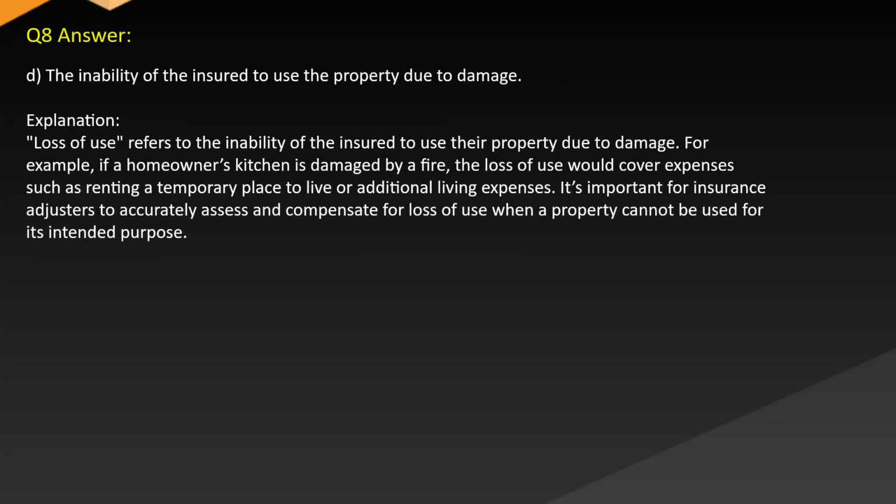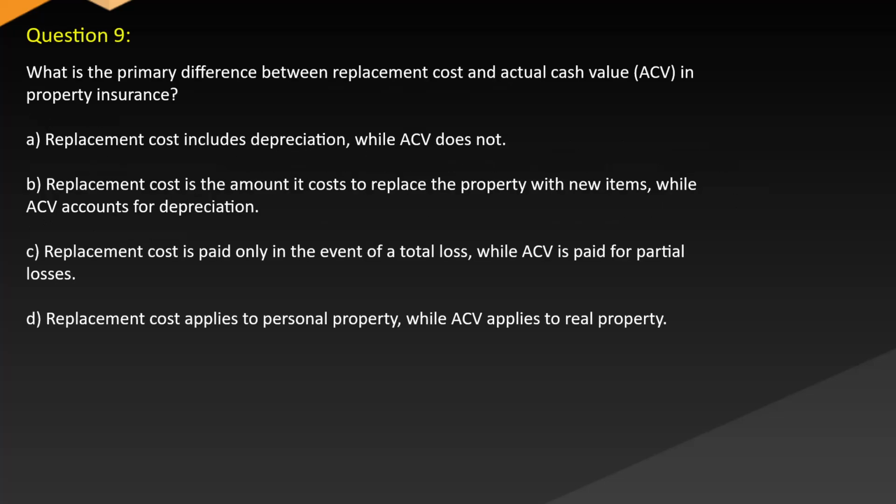Answer: D. The inability of the insured to use the property due to damage. Explanation: Loss of use refers to the inability of the insured to use their property due to damage. For example, if a homeowner's kitchen is damaged by a fire, the loss of use would cover expenses such as renting a temporary place to live or additional living expenses. It's important for insurance adjusters to accurately assess and compensate for loss of use when a property cannot be used for its intended purpose.